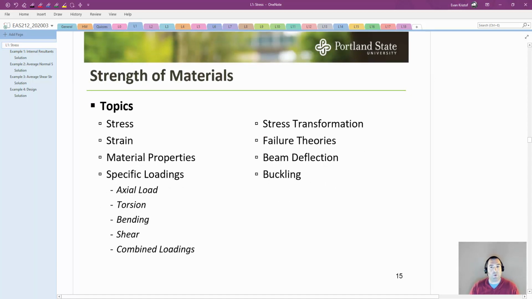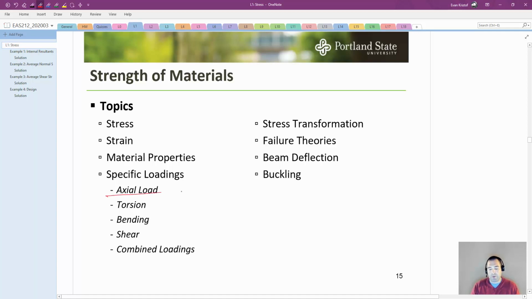Strain is lecture 2. That's the quantification of the deformation of an element or a body. Material properties relate stress and strain to each other. Every material has a different relationship between stress and strain. Some of them are nice and linear, some of them are nonlinear. We'll have to talk about that and the different phases of material behavior under loads. And then we'll get into some very specific types of loading.